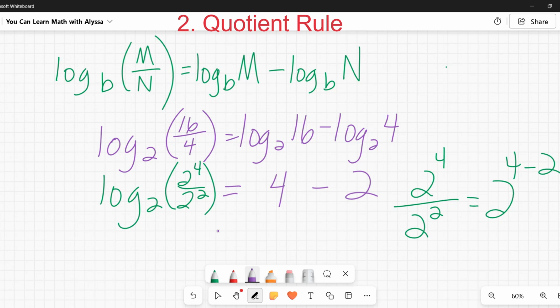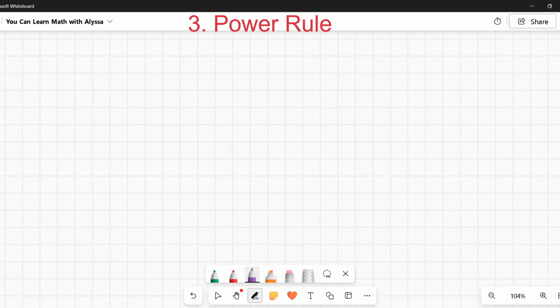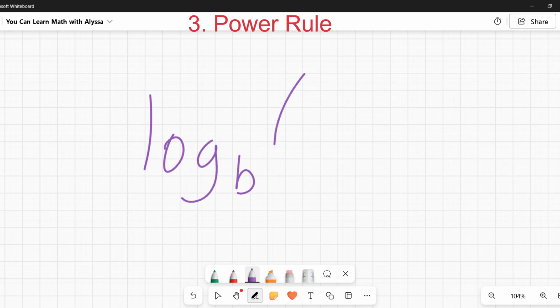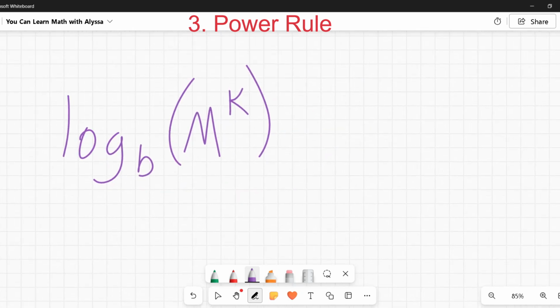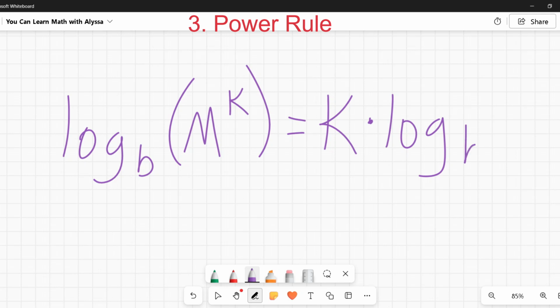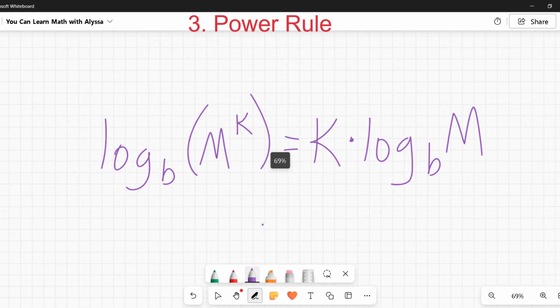So you can do that over here. 4 minus 2 is 2. And if we just looked at this side, I would subtract those because that's the rule with the exponents. So it's log base 2 of 2 squared. And 2 to the power of what equals 2 squared? 2. It all checks out. Next up, we have the power rule, which is all about having m to the power of k. When we have log base b of m to the power of k, this is equal to k times log base b of m.